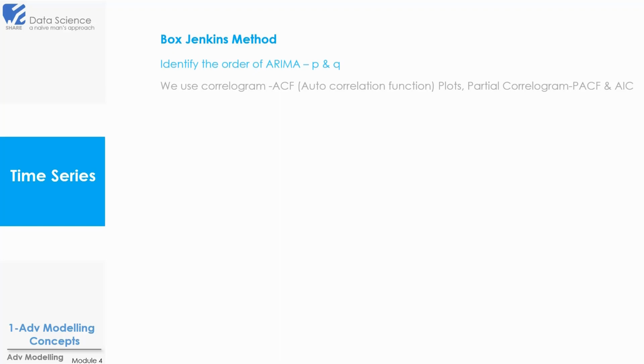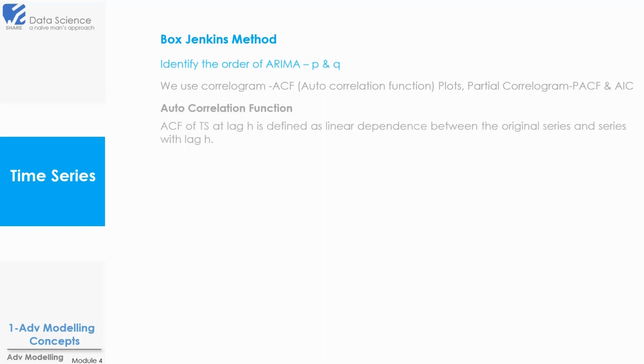So autocorrelation function of a time series at lag h is defined as the linear dependence between the original series and the series with lag h. So basically when you have a series of numbers and there is a pattern such that a value in the series can be predicted based on the preceding values in the series, then the series of numbers is said to exhibit autocorrelation. So that is what autocorrelation function is. So we use ACF and PACF to check this.